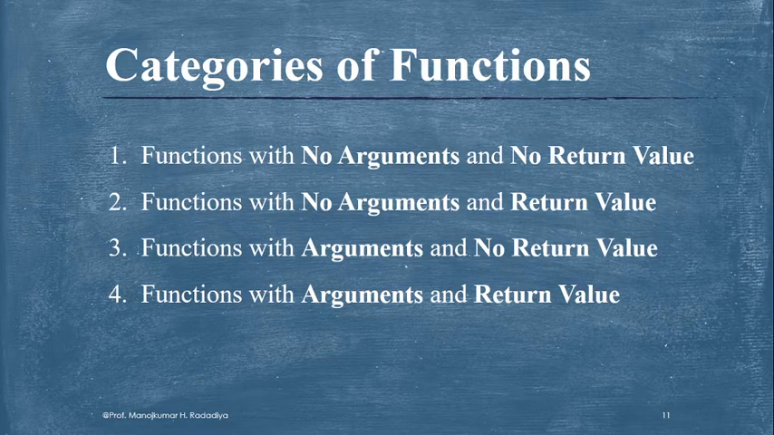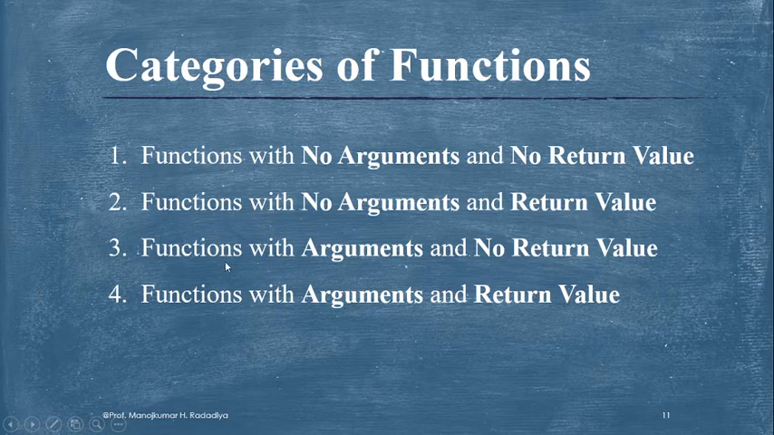Now, this is the second video for the chapter 5 functions. The next topic is the categories of the functions. There are basically four categories of the functions: the function with no argument and no return value. We are not giving any parameter and the function is not returning any value. The second category is the function with no argument and return value. Here we are not giving any parameter as an argument in the function, and the function returns some value.